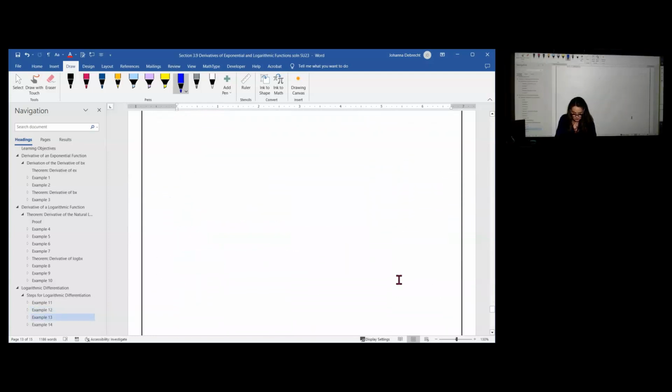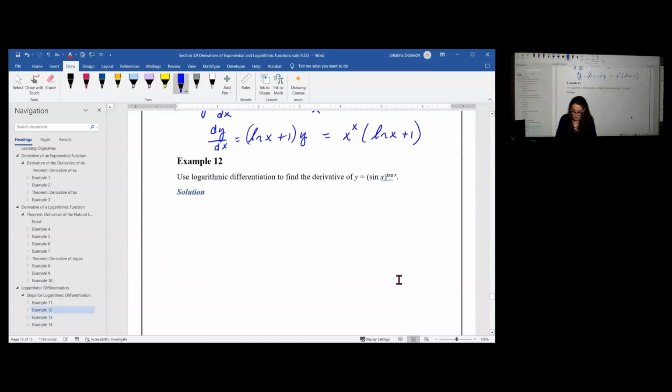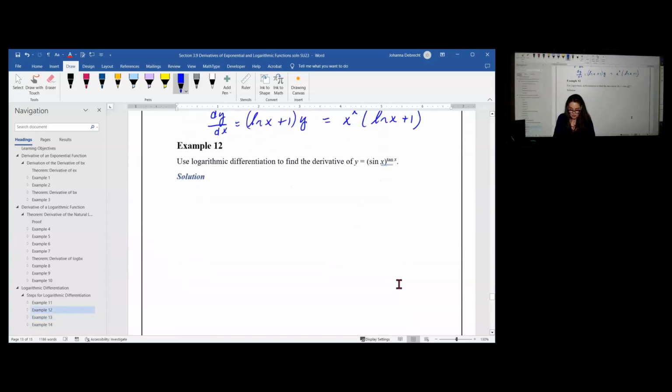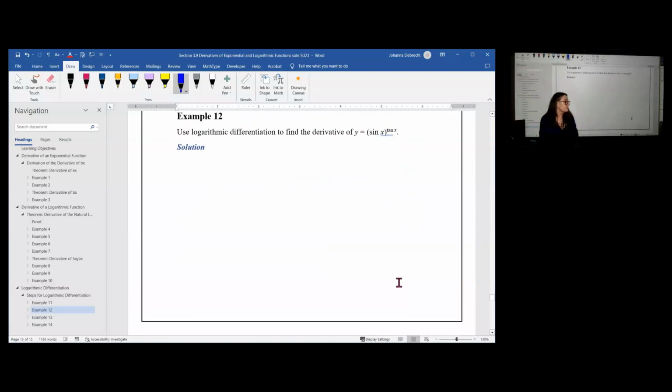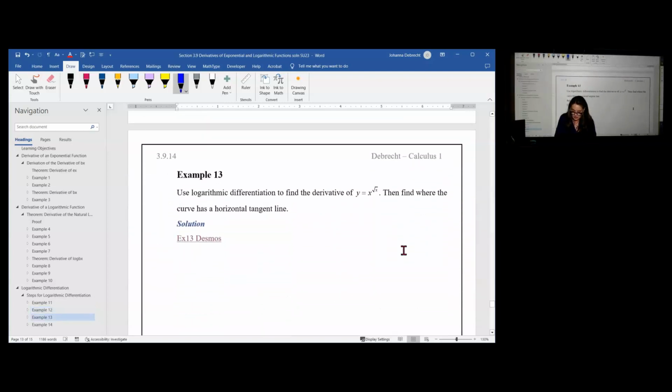I'll let you now turn your attention to the next 2 problems, 12 and 13. 12 is a type of tower function because we have the variable x in the base and the power put inside trig functions. This is sine x raised to the tangent x power. Apply logarithmic differentiation to find the derivative. In 13, your function is x raised to the square root of x power.